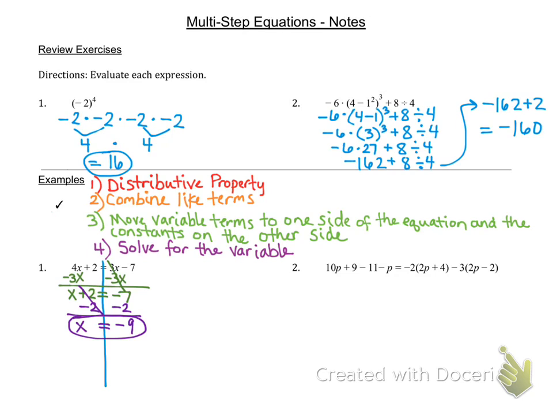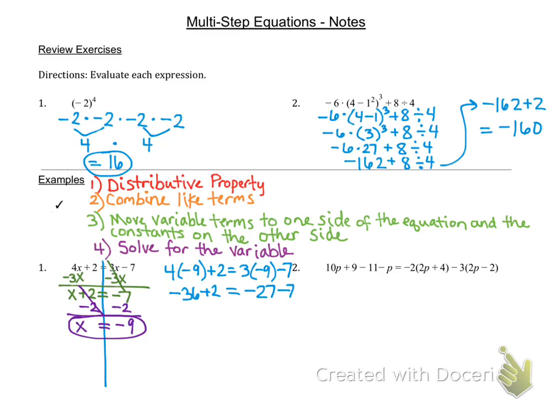Now let's check our answer by substituting negative 9 back into our equation. We have 4 times a negative 9 plus 2 is equal to 3 times a negative 9 minus 7. 4 times a negative 9 is a negative 36 plus 2. Now I'm going to also simplify the right side of the equation at the same time. 3 times a negative 9 is a negative 27 minus 7.